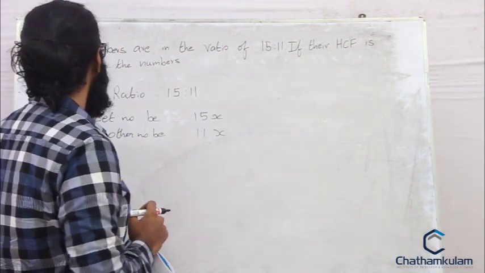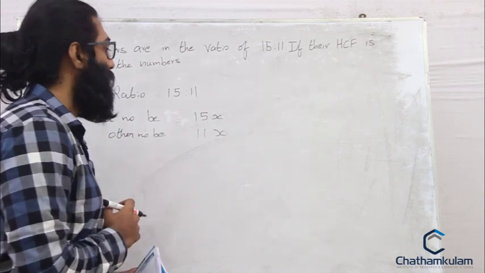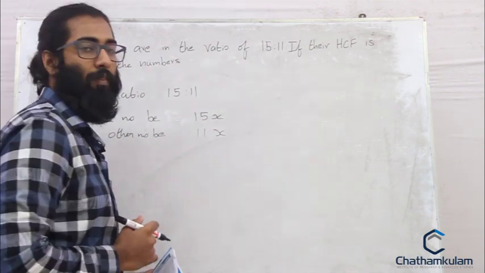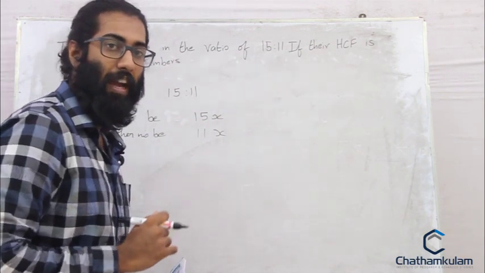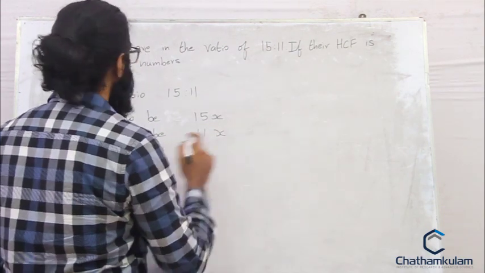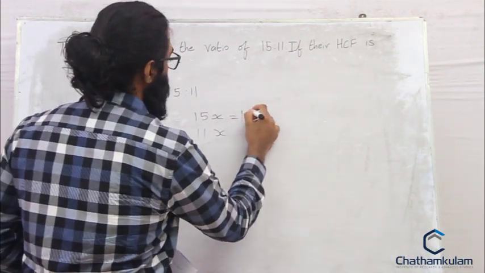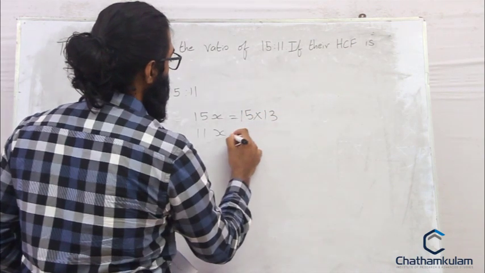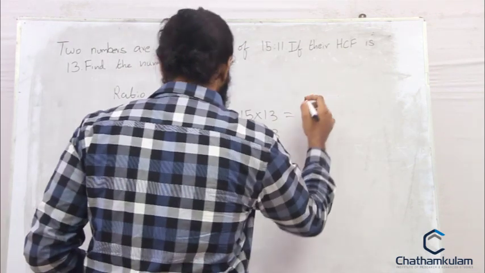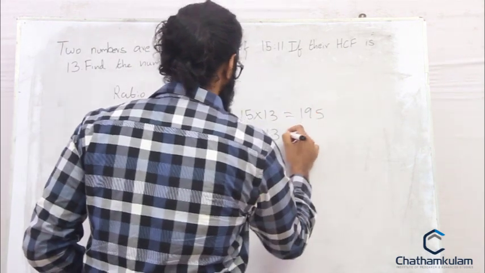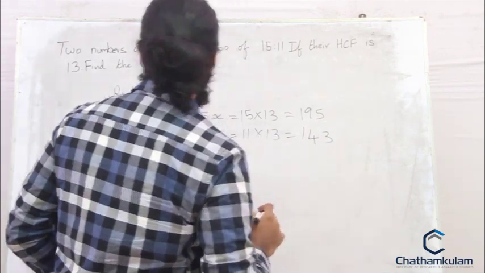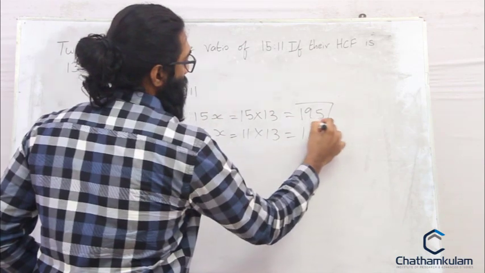So if the HCF is 13, since the HCF is given as 13, x can be taken as 13. What is HCF? HCF is highest common factor. So we can replace this x as 13, right? So 15 into 13 here and 11 into 13 here. 15 into 13 is 195 and 11 into 13 is 143. So these two are the numbers.